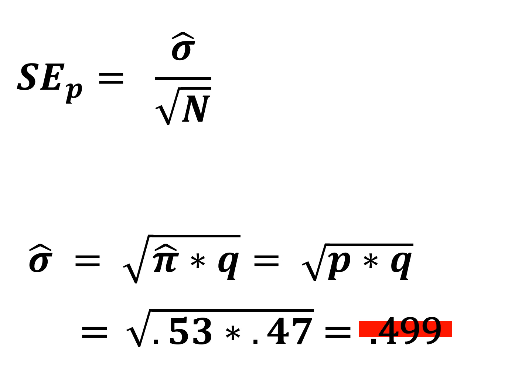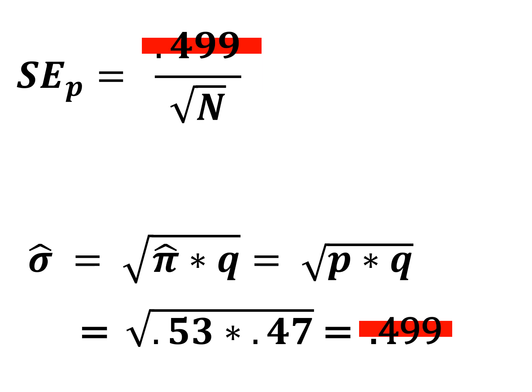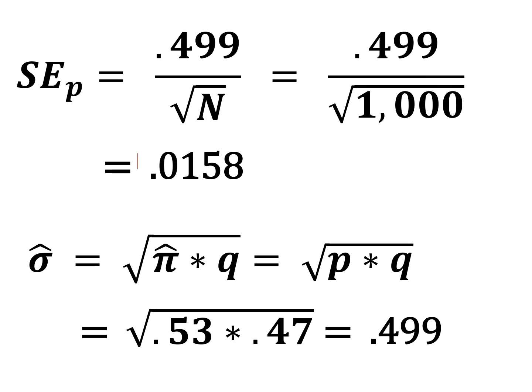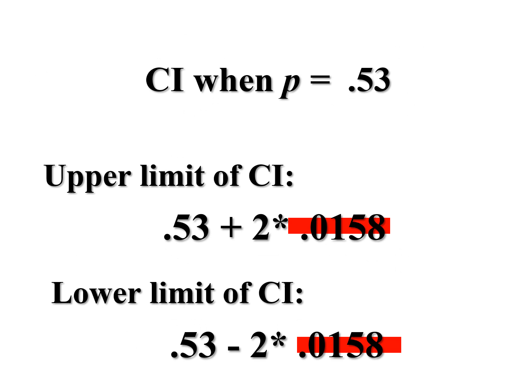And when we do the math, we find that the estimated value of sigma is 0.499. So all we have to do then is plug this value into the formula for the standard error, and we get this. We also know that the sample size is 1,000, and when we plug that in and do the math, we get 0.0158 as the value for the standard error. We then take that value and plug it in to the formulas for the confidence interval, and then all we have to do is do the math.